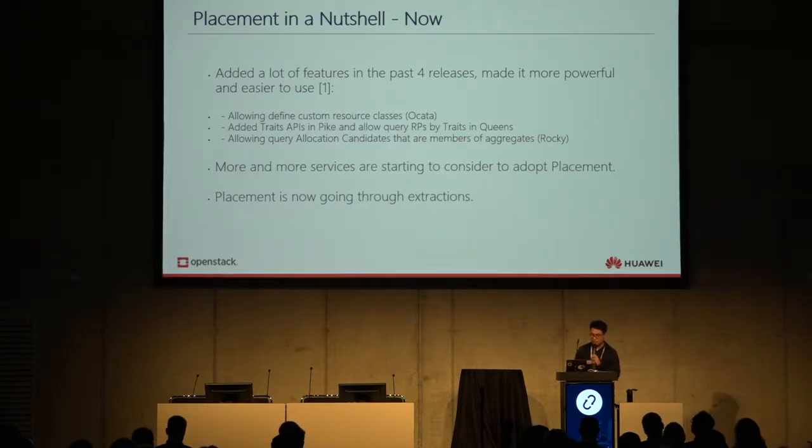And in Pike, we added the traits API, and we later allowed users to query resource providers by traits in Queens. This again gives much more convenience to users when modeling their own resource providers. We will cover the concept of trees later in this session.